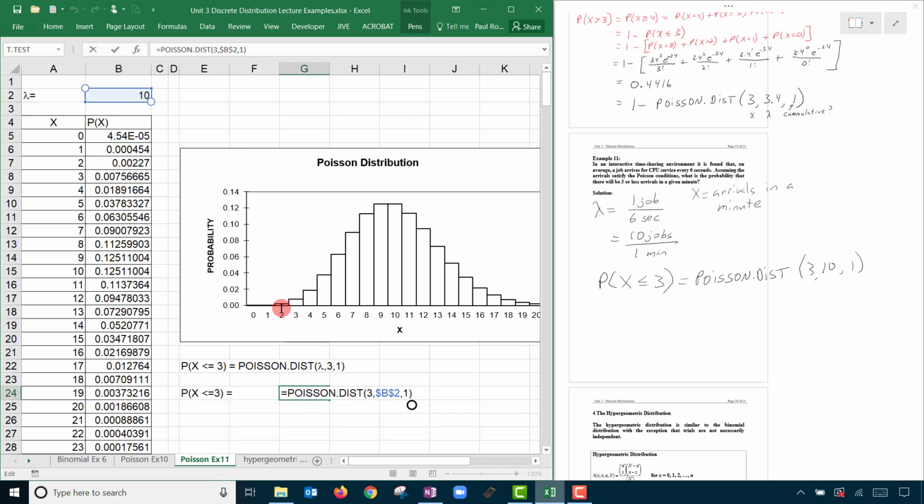Using Excel, I don't have to do 1 minus because it's already in the form of being less than or equal to. Oh, I have a typo on my sheet here. It should say 3, lambda, then 1. These two should be swapped around. And then we get our answer. And we're right. Looking at the picture, we knew it was going to be small, and it is. So roughly 1%.